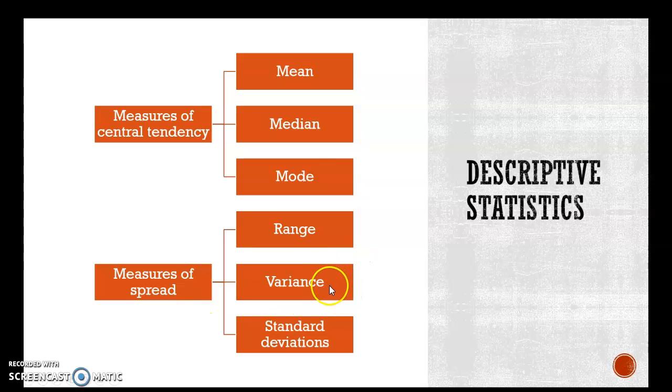And there are measures of the spread. One is the variance, which is the distance from each data point to the mean of the data set, squared, averaged over the data. And the standard deviation is the square root of the variance.